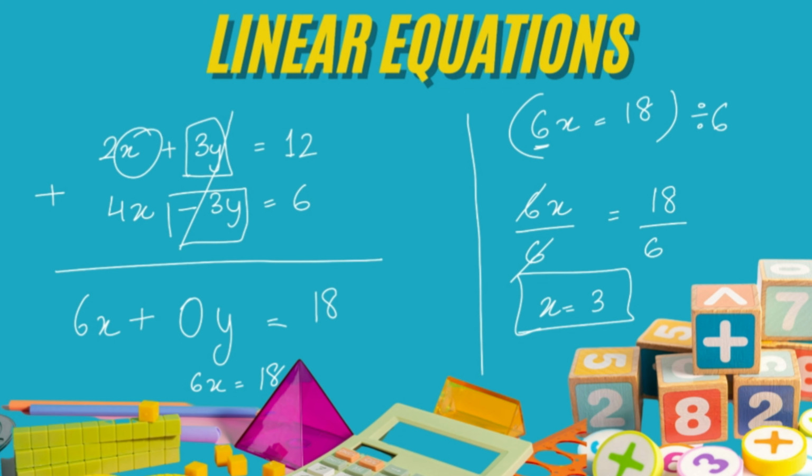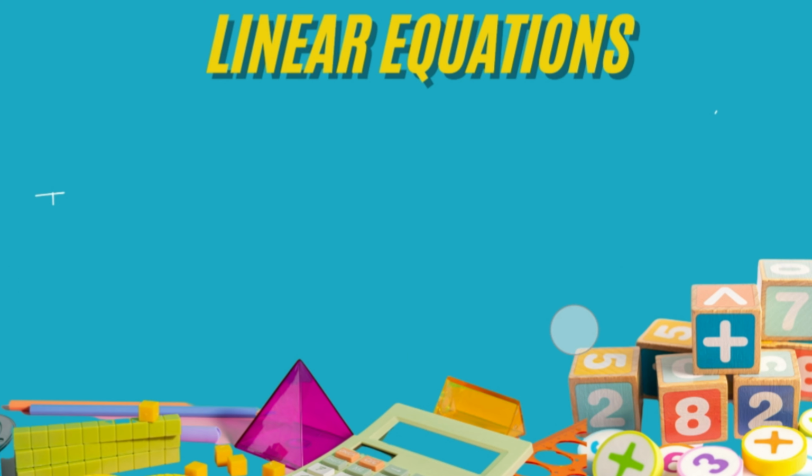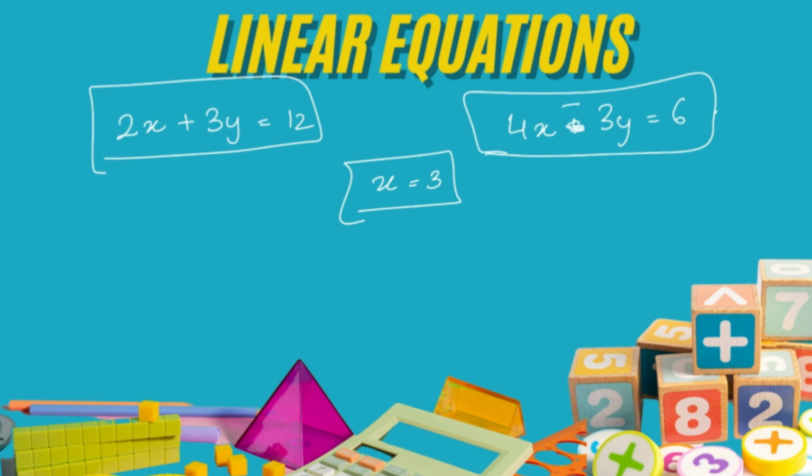Now since we got the value of x as 3, we are going to use the substitution method, and we are going to take any one of the equations. The two equations were 2x plus 3y is equal to 12 and the other equation was 4x minus 3y is equal to 6, and the value of x we got is 3. Now we have to substitute the value 3 for x into any one of the equations. I'm going to take the first equation. You can take the second equation, any one of the equations. Let us see how we substitute.